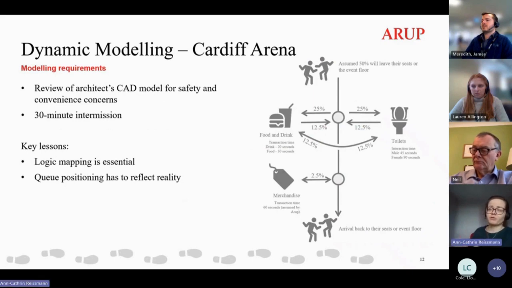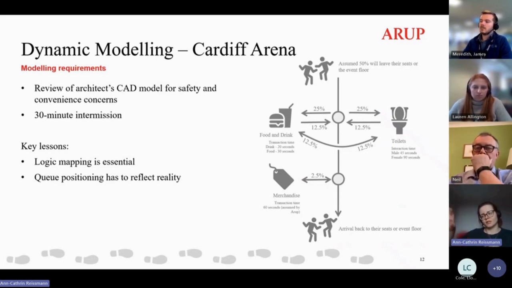We were tasked with reviewing the architect's CAD model, both for safety and convenience concerns within the 30-minute intermission time period, where, as you will know from any concert or big event, a lot of things happen in the intermission. The diagram on the right shows the simplified logic tree. So you've got people leaving, they go get food, go to the toilet, maybe potentially buy some merchandise on the way back, and then make their way back to their seats.